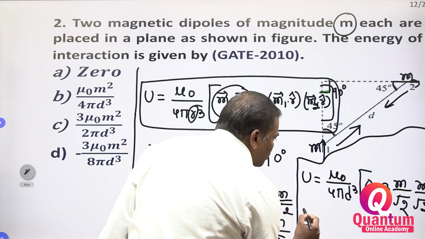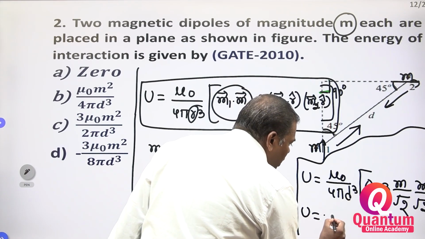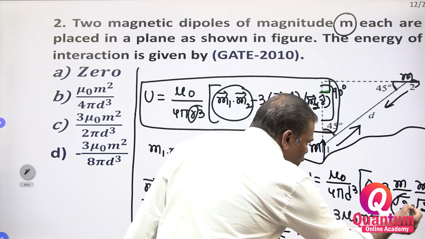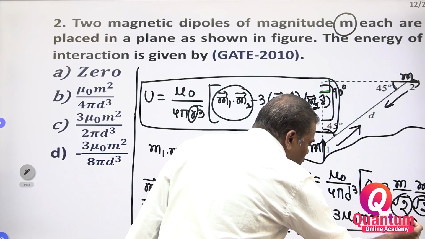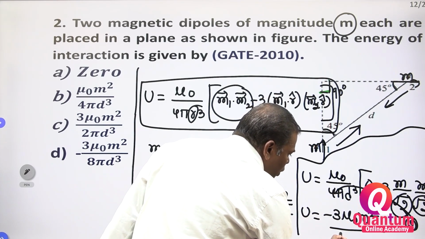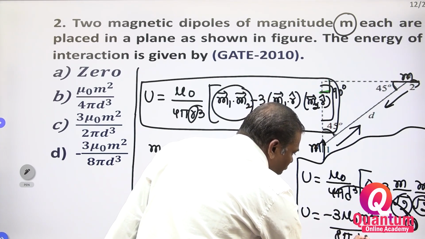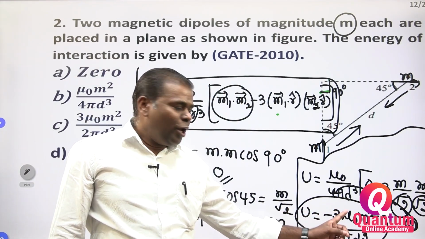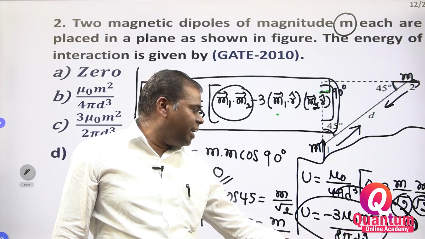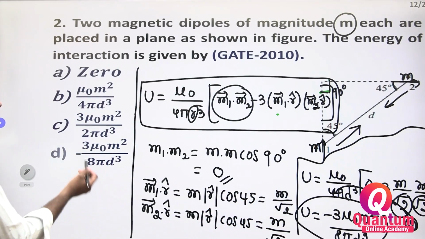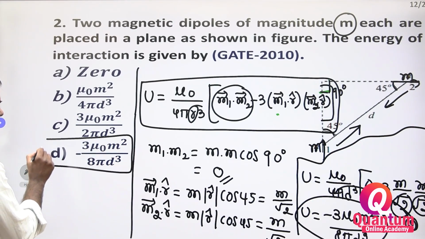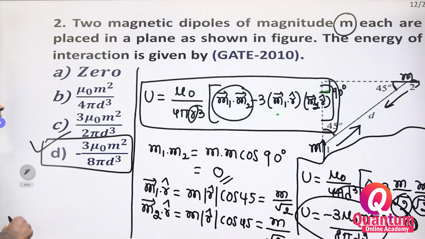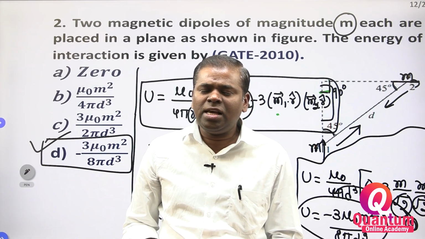Therefore, U is equal to minus 3 mu naught m square divided by root 2 into root 2, which is 2. 2 into 4 is 8. So minus 3 mu naught m square divided by 8 pi d cube. What is your answer? The interaction energy is minus 3 mu naught m square divided by 8 pi d cube. Once you check the options, whether the answer is there or not, option D is correct. This question is very easy, right?